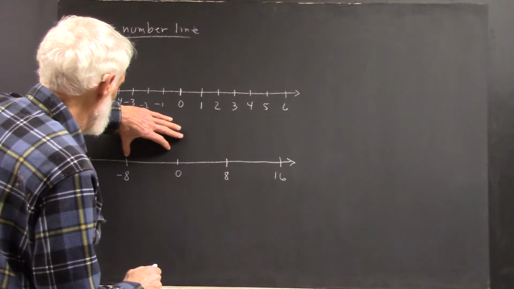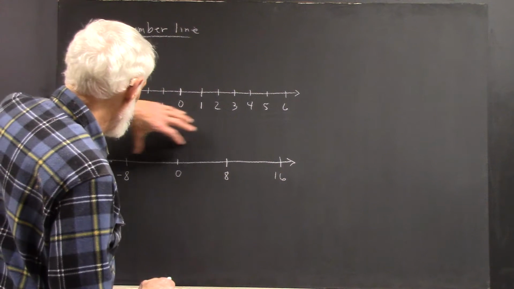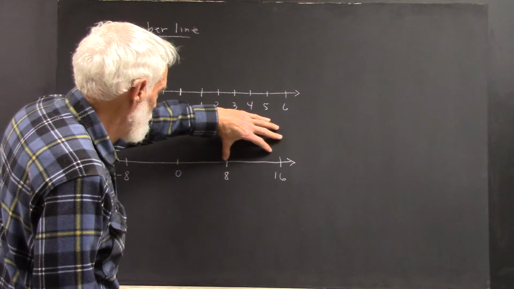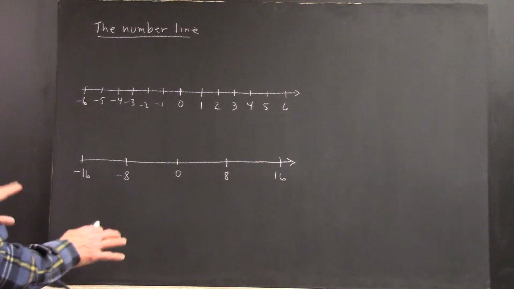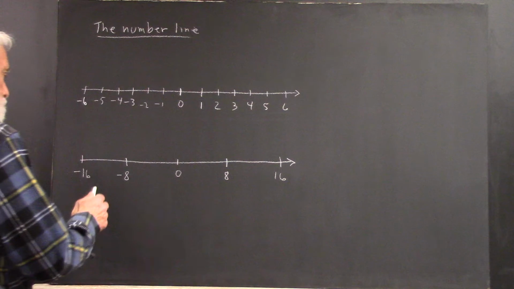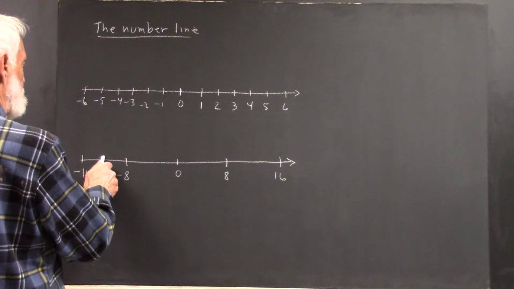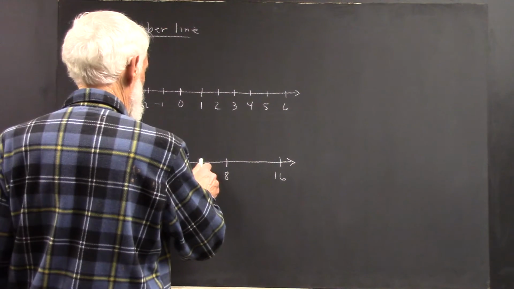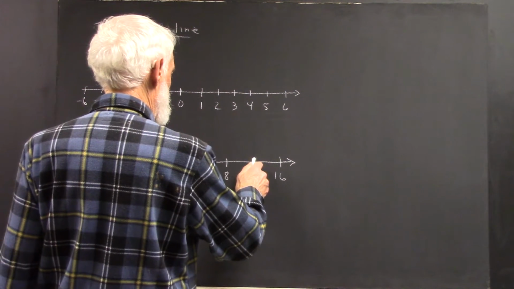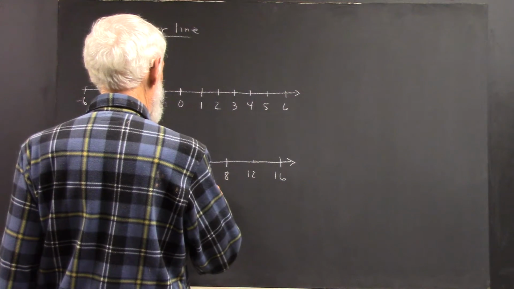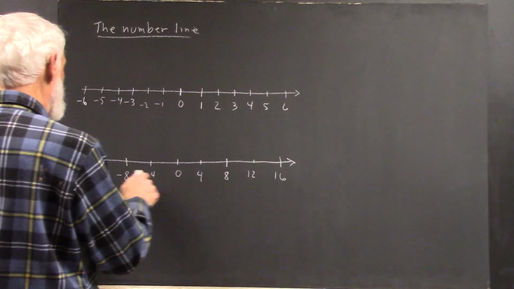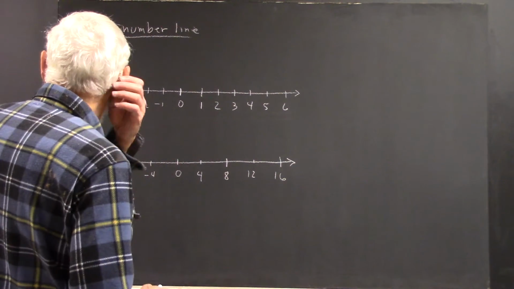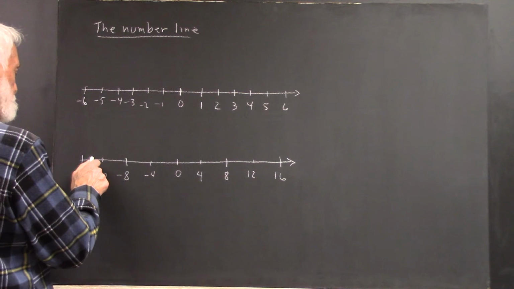Let's see how I did this. -8's a little too far this way. Should be maybe about there, and then that interval and that interval. Okay, it's not great, but we'll make the best of it. Okay, then I can subdivide again, giving me 12, 4, -4, and -12. I think it gets a little cramped here. We do a really good job of that. Okay, then we can subdivide again.